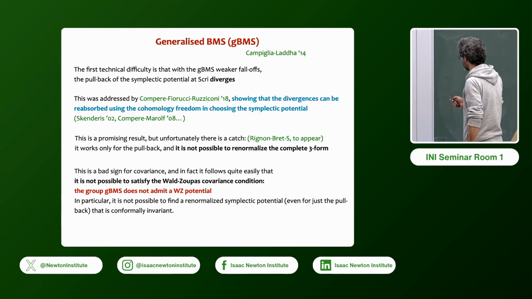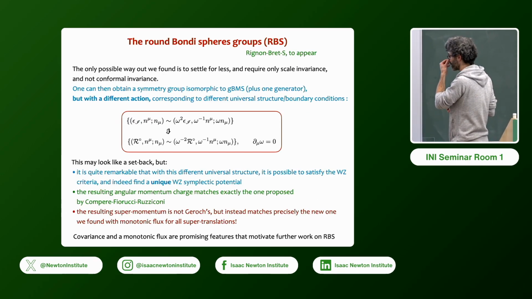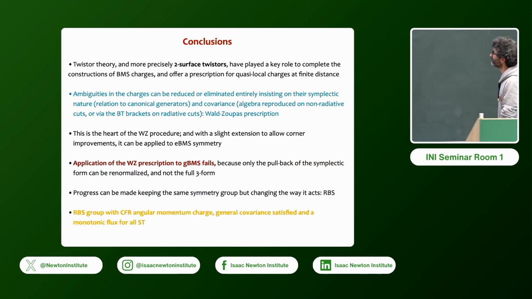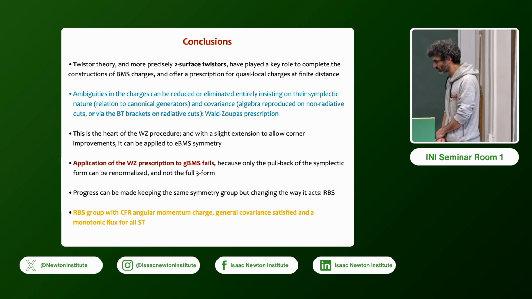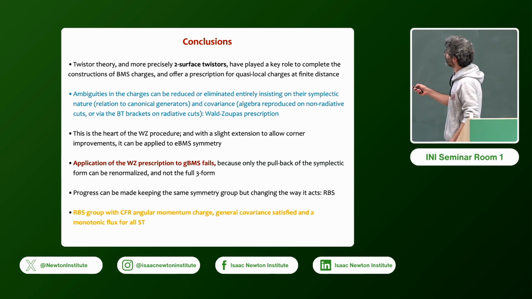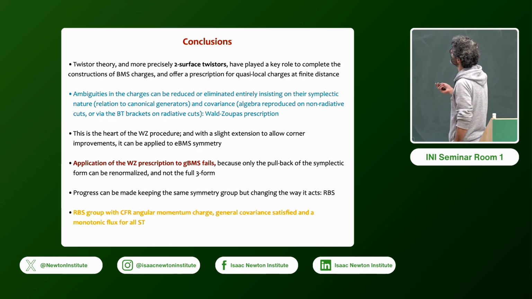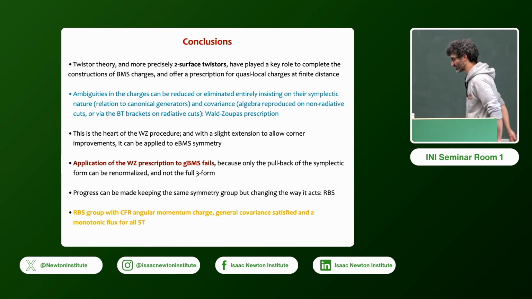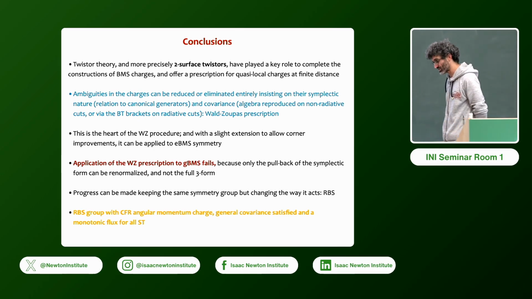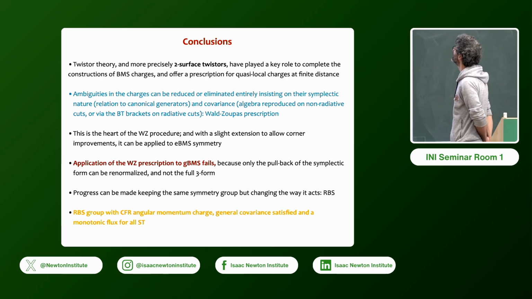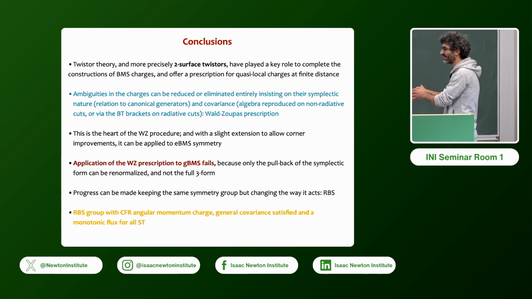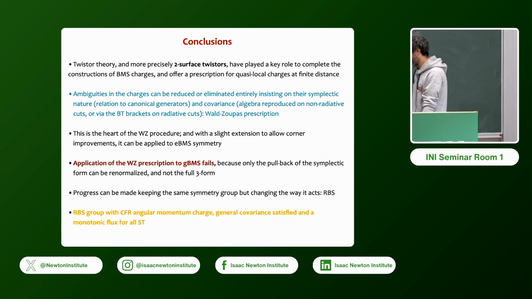So because I've run out of time, let me not tell you about the proposal that we have to solve this problem. Let me just give some conclusions. So first of all, two-surface twistors have played a key role to complete the constructions of BMS charges and also offer a prescription for quasi-local charges, which I think is also very interesting to discuss, even though, of course, quasi-local charges don't have the nice canonical nature.